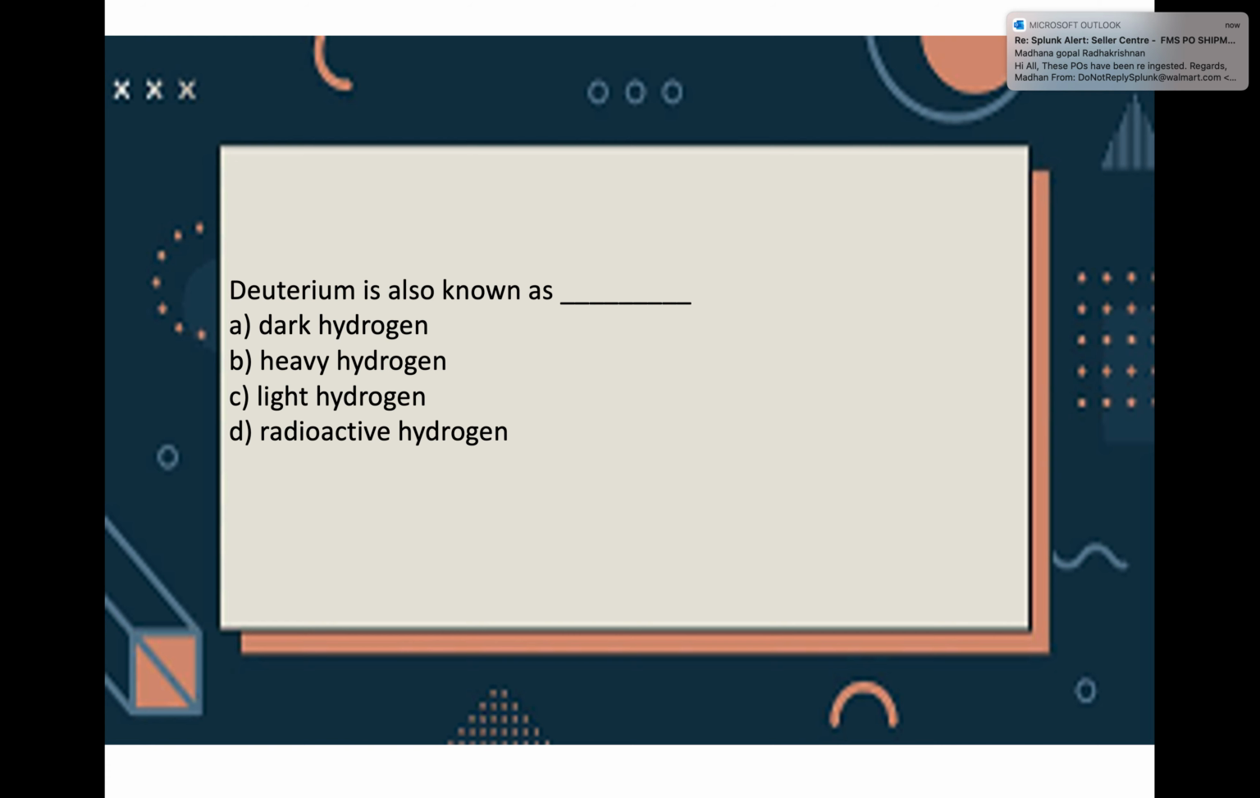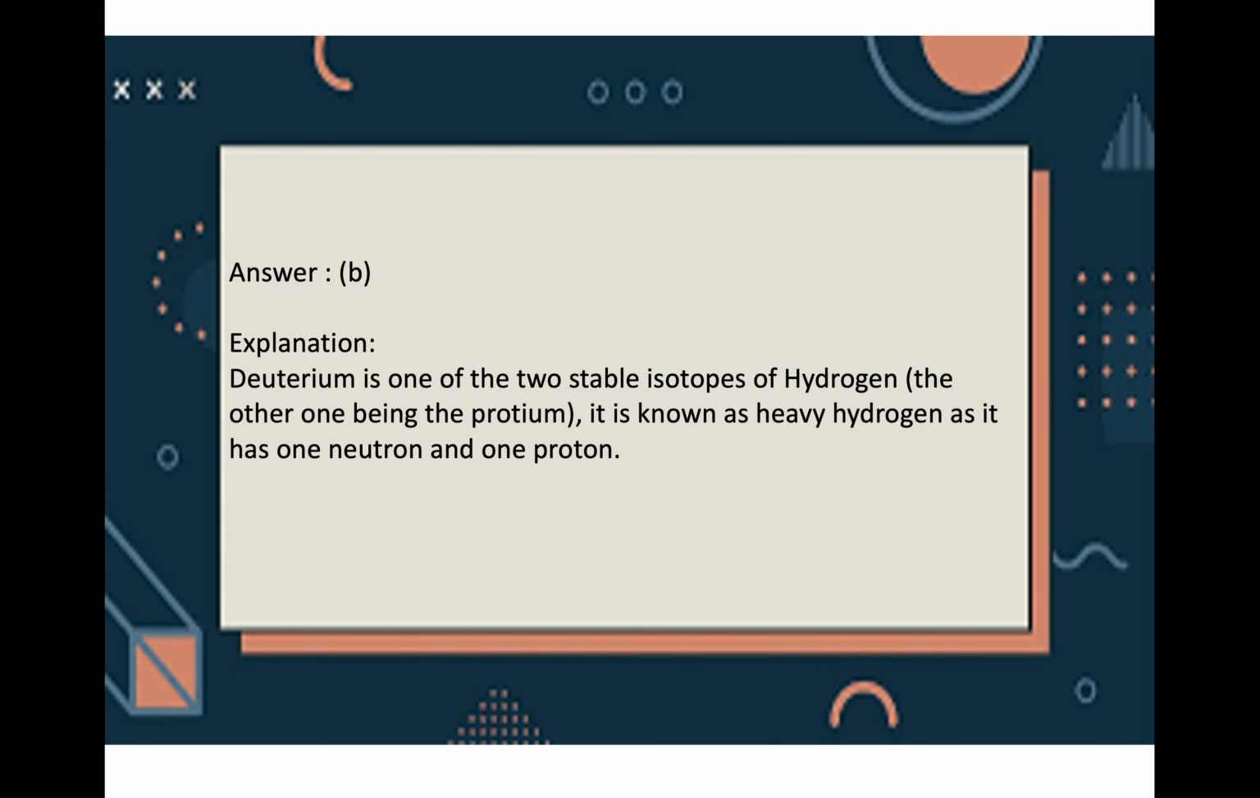Now, what is another name for deuterium? A. dark hydrogen, B. heavy hydrogen, C. light hydrogen and D. radioactive hydrogen. Answer is B. heavy hydrogen. And deuterium is one of the two stable isotopes. That is, protonium and deuterium are the two stable isotopes of hydrogen. So deuterium is also known by the name heavy hydrogen because it has got one neutron and one proton.